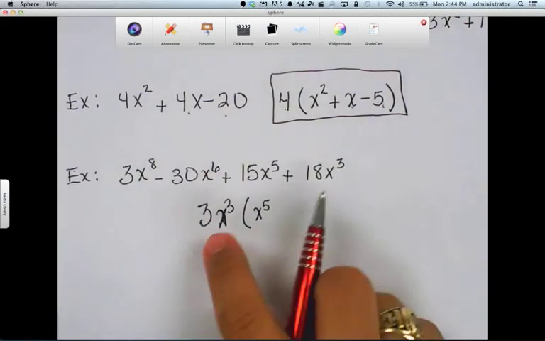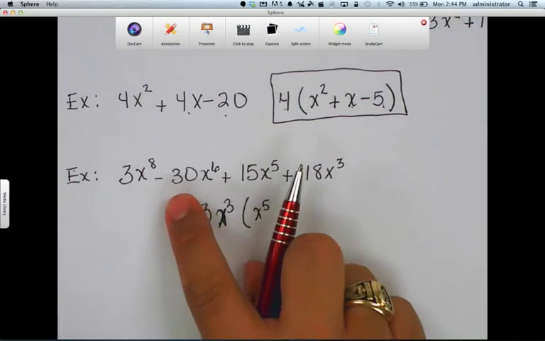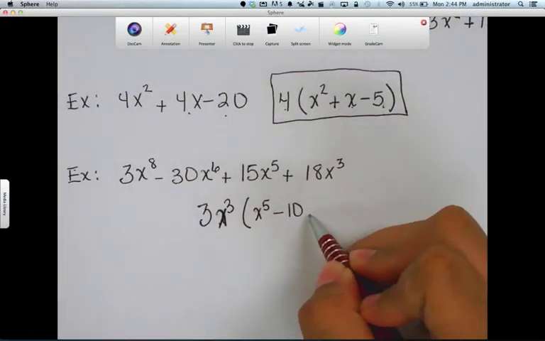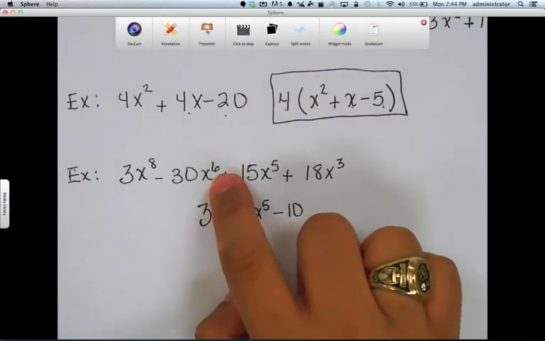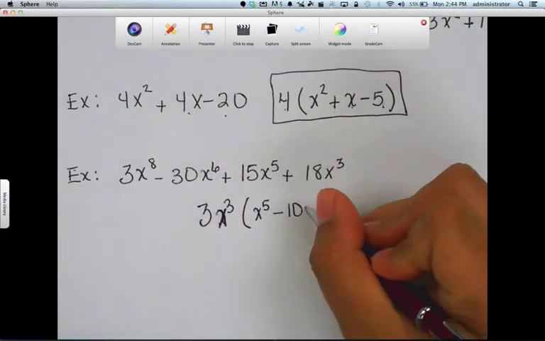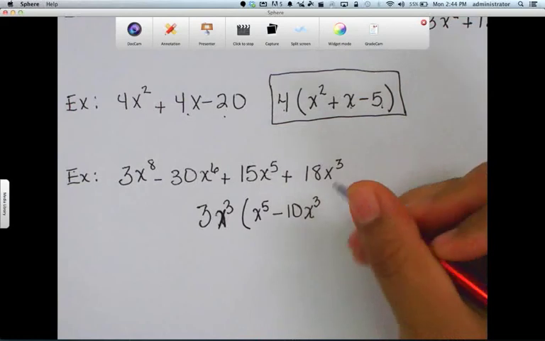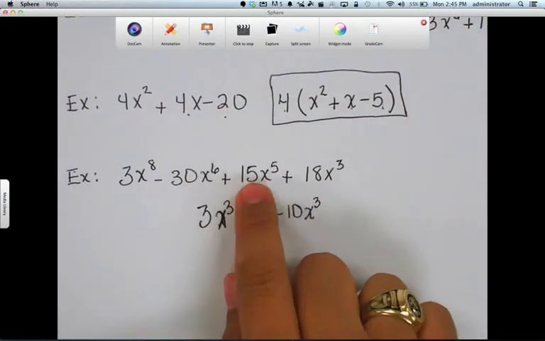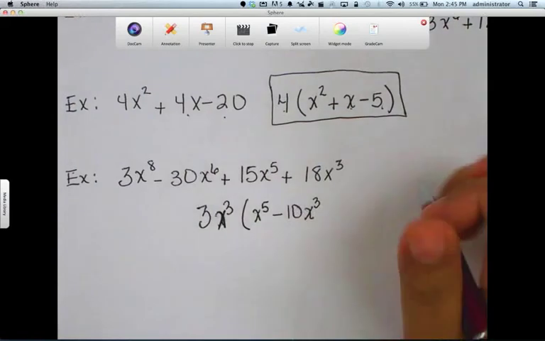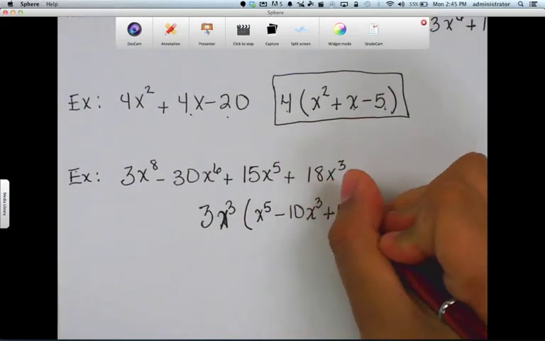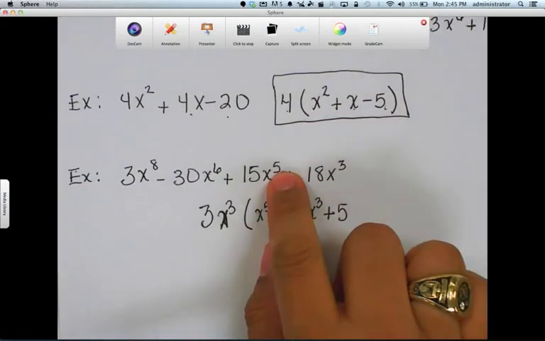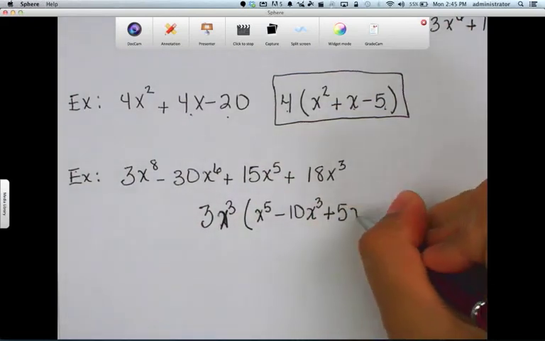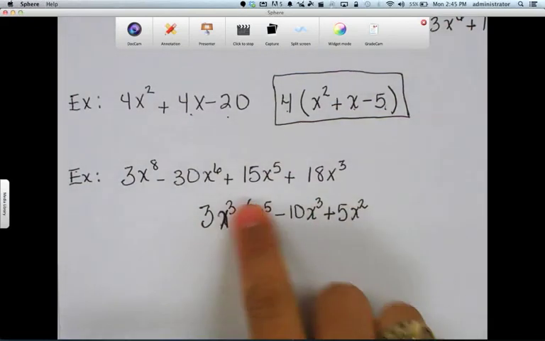Now I've got 3 times what is negative 30? Well, that's simple, negative 10. Now I've got 3 x's again, and I'm missing 3 more, so that means minus 10x cubed. 3 plus 3 is 6. 3 times what is 15? Well, 3 times a positive 5. So plus 5. And I have 5 x's there, x to the 5th, and here x cubed, so I need 2 more. So x squared, since 3 plus 2 is 5.